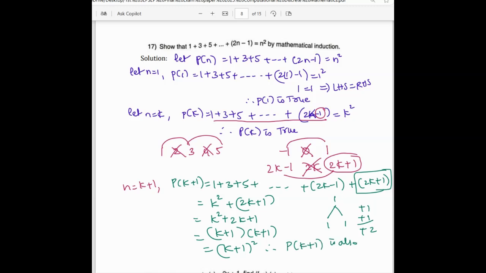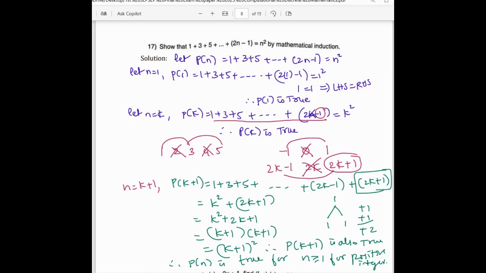So if this is true, we can say therefore P of n is true for n greater than or equal to 1, for all positive integers.